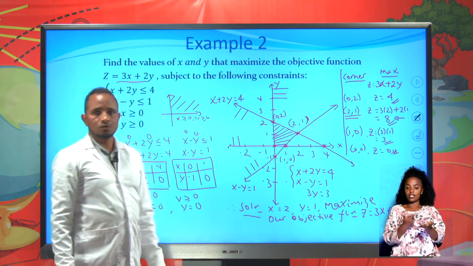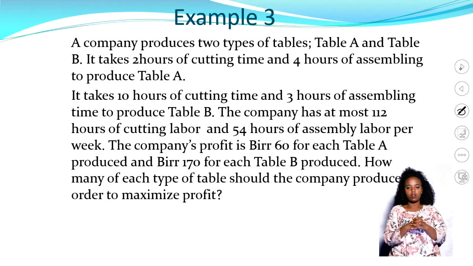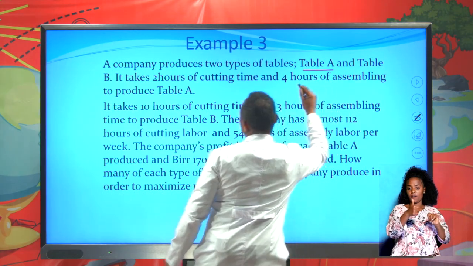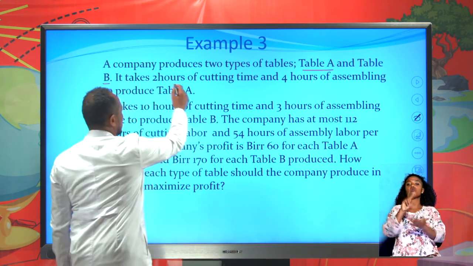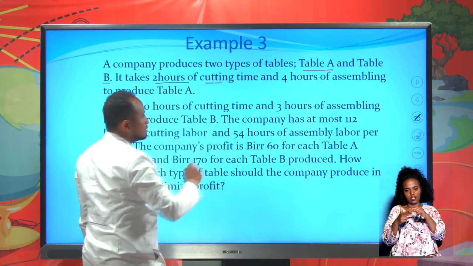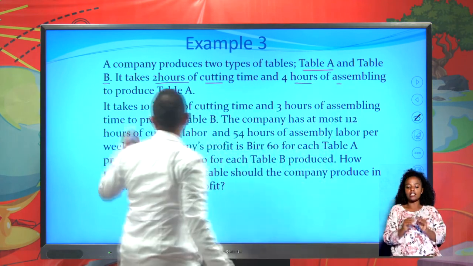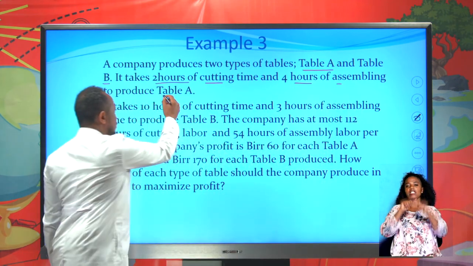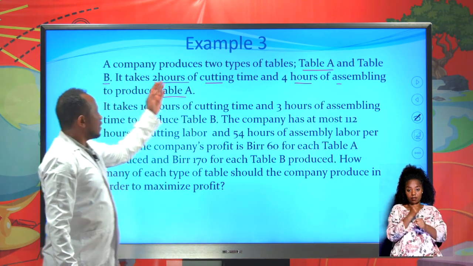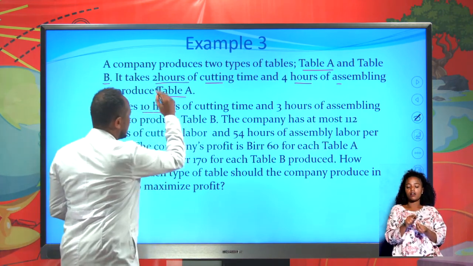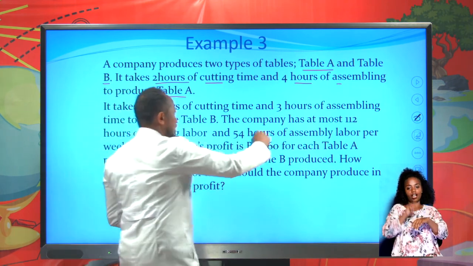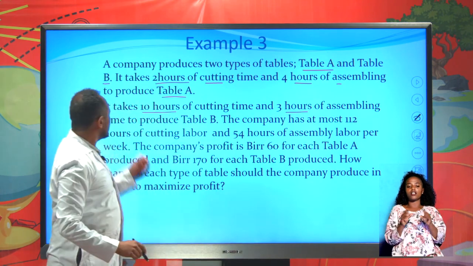So this is it. Now let's continue to the next part. Okay, so let's see example 3. A company produces 2 types of tables, table A and table B. Here it says that to produce a single table A, it takes 2 hours of cutting and 4 hours of assembling. In addition, it takes 10 hours of cutting time and 3 hours of assembling time to produce table B.